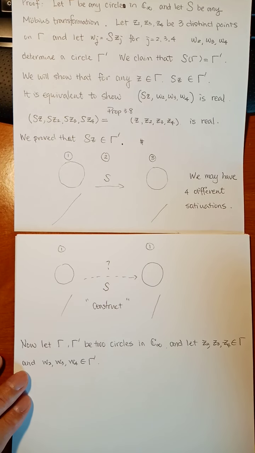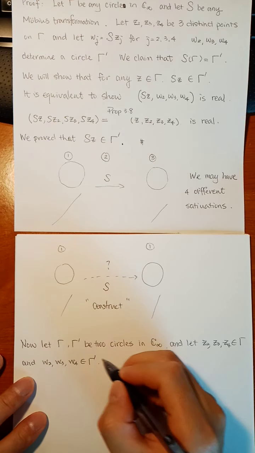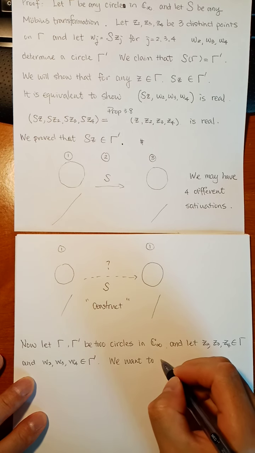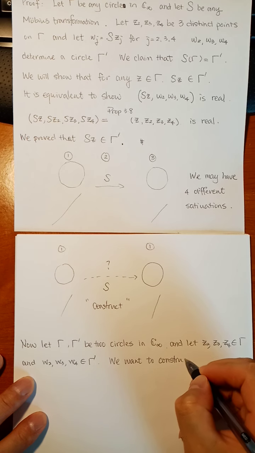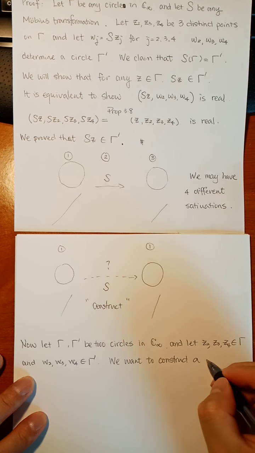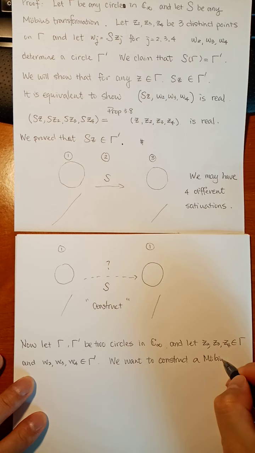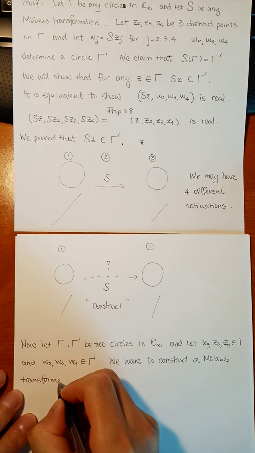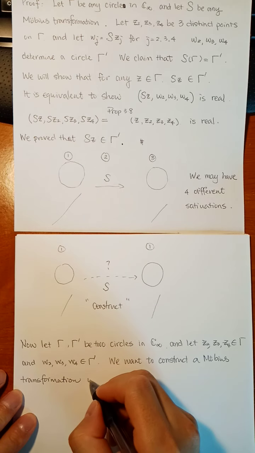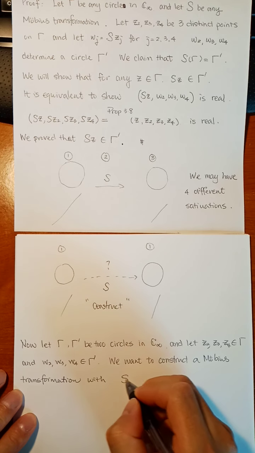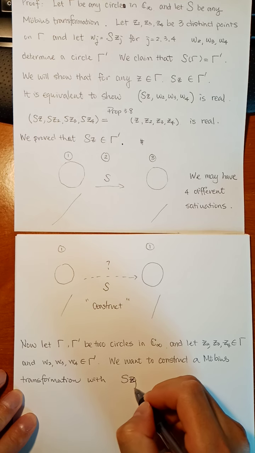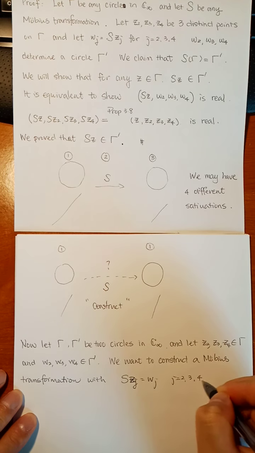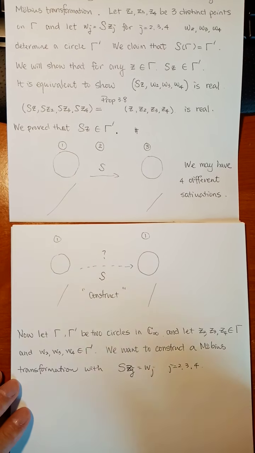Okay, so we want to construct a Mobius transformation S with S of Zj equal to Wj, j equal to 2, 3, and 4. So we want to do this.